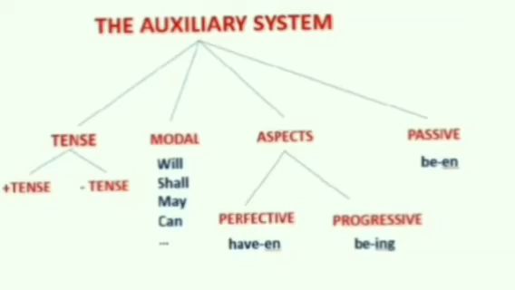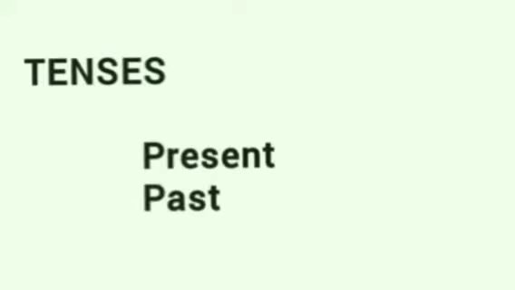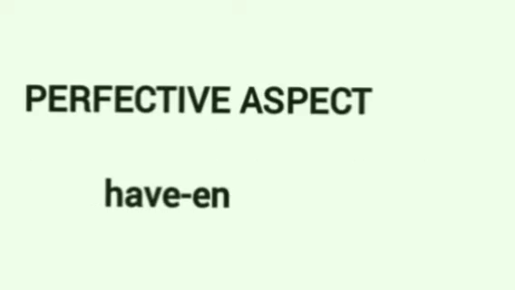Now look at the diagram. As you can see here, there are two tenses, the present and the past. There can be non-tense verb forms also. The infinitives are non-tense verbs. The perfective aspect is realized by the disjoint morpheme have and en. Have can stand independently, whereas en is a suffix that has to be attached to the nearest verbal element.